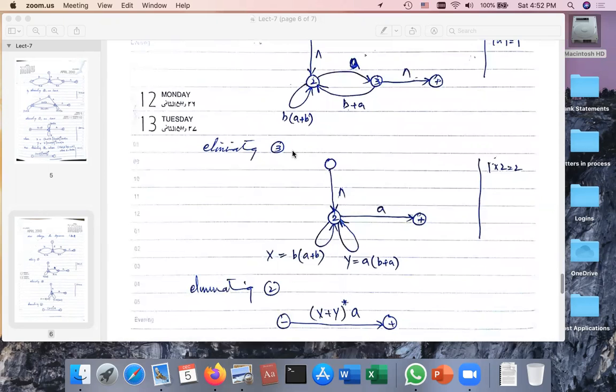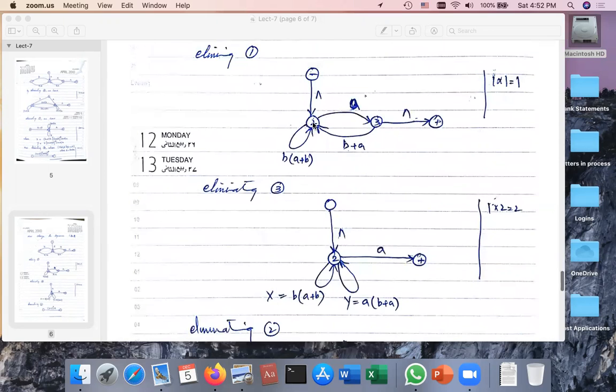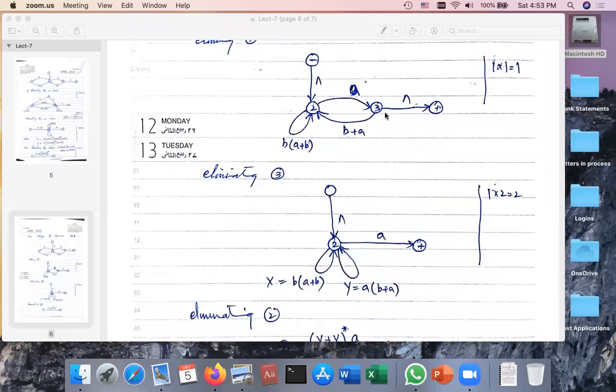Now eliminating 3, okay. I can eliminate 2, and then edges would be 1 and 2 multiplied by 1, then edges would be 2. And if I remove 3, okay, 1 and 2. So in both cases, the edges will be 2. Previously I eliminated this one, so now I am eliminating this 3 first.